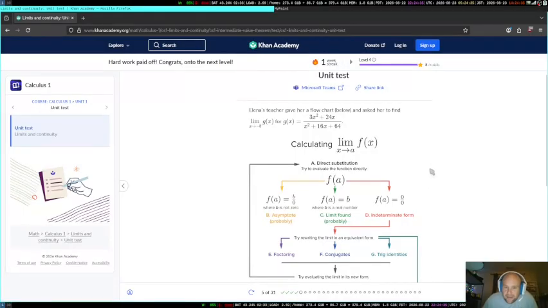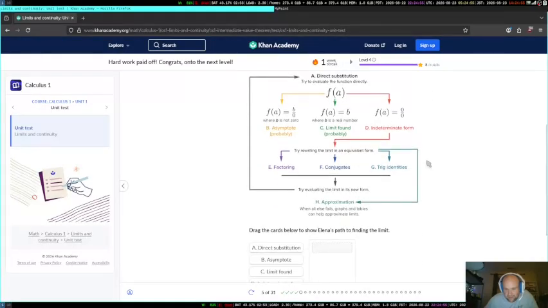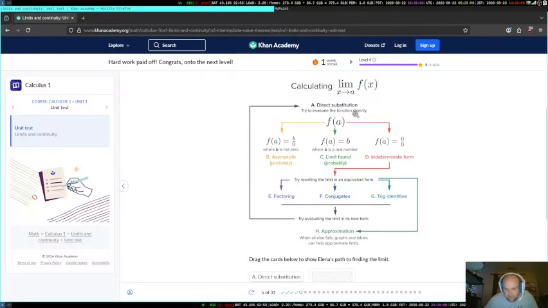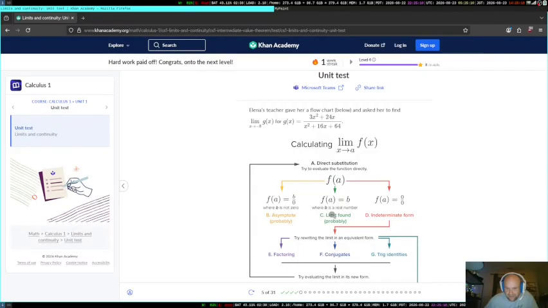Anyway, Elena's teacher gave her a flow chart and asked her to find the limit as x approaches minus 8 of g of x, for g of x equal to x squared. What is this? What is this flowchart? Drag the cards below? What is this?